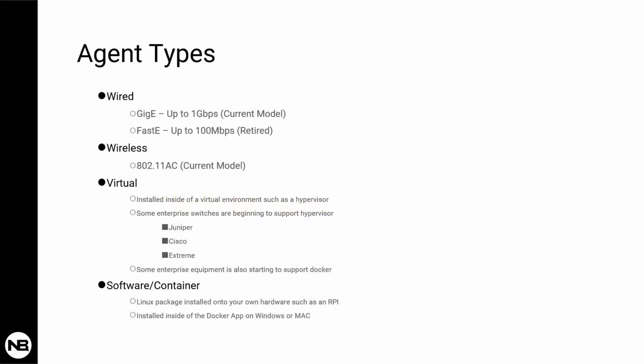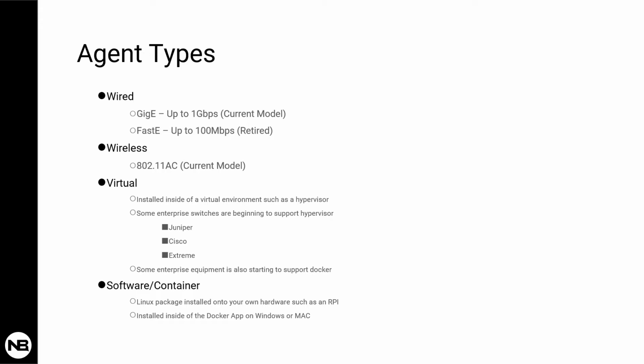So we have four different kinds of agents: wired, wireless, virtual, and software/container. The wired agents, we've had two of them, the Gigi and the Fasti. The Gigi is up to 1 gigabit per second. That is our current model. The Fasti, which is retired as of now, was up to 100 megabits per second. The wireless model supports wireless 802.11 AC.